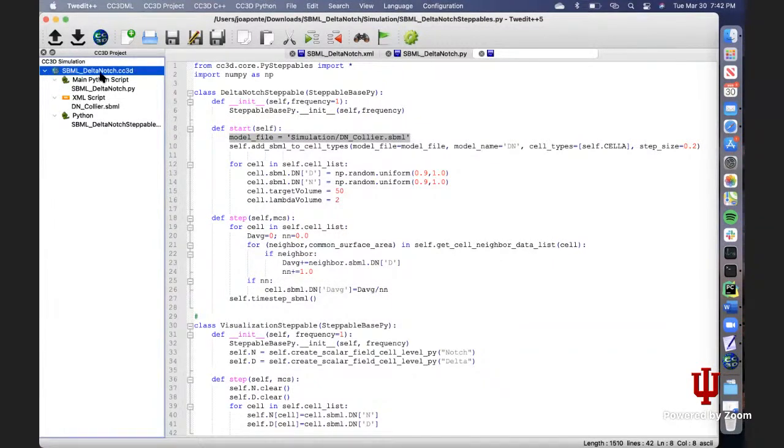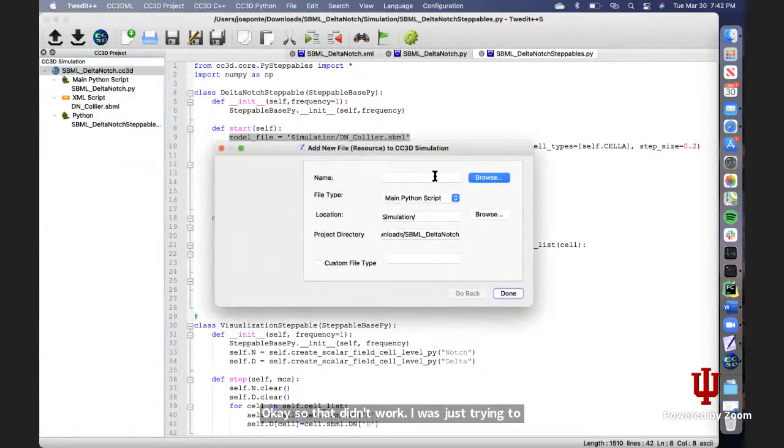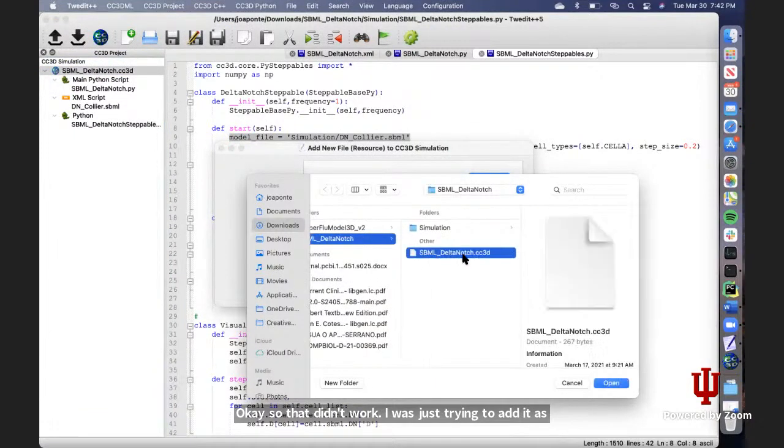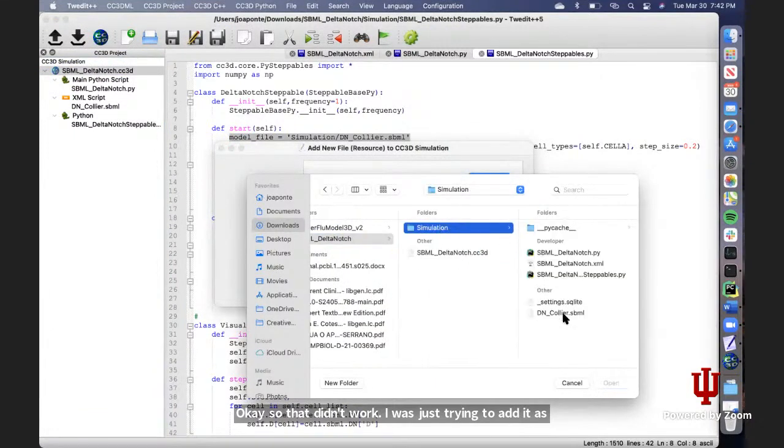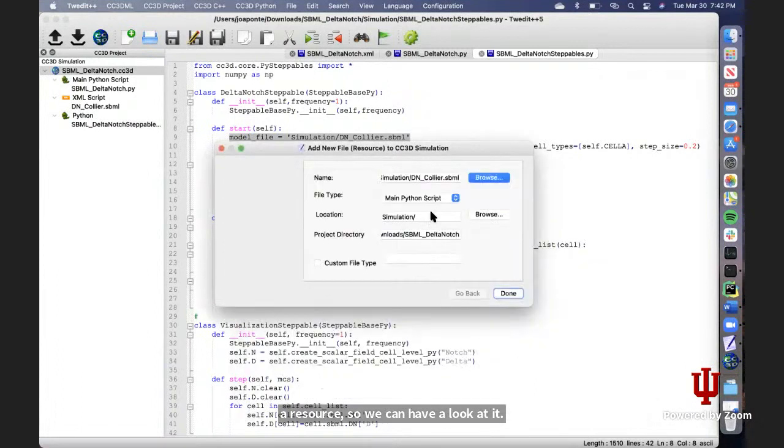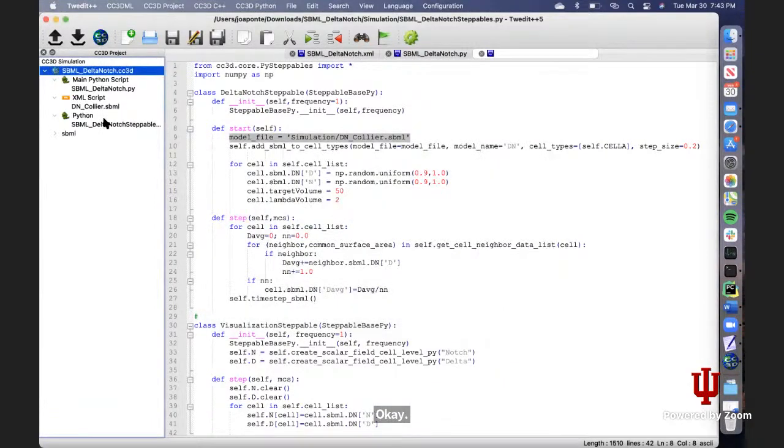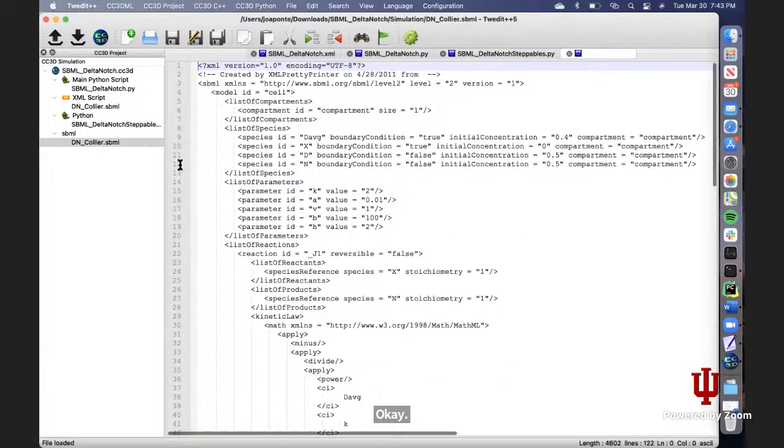Okay, so that didn't work. I was just trying to add it as a resource so we can have a look at it right here in the... let's see. Okay. So here, I added it as a resource so it becomes available to me in Twitter.